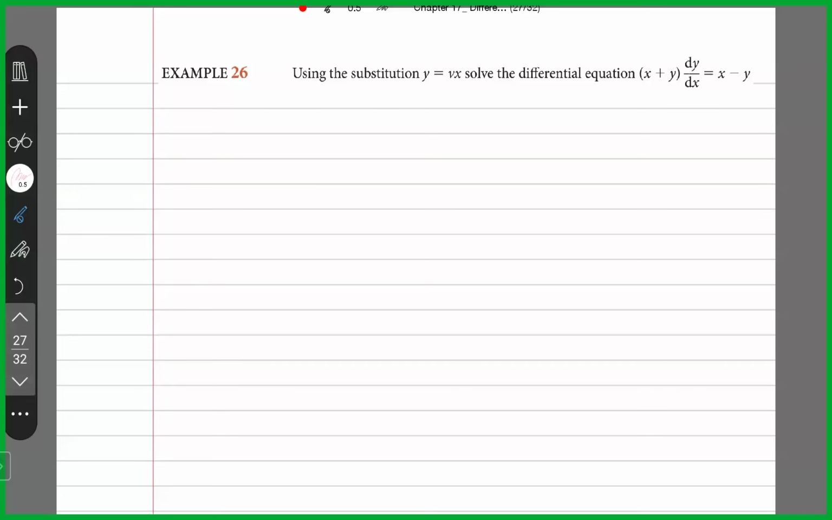All right, so example 26 says, using the substitution y is equal to vx, solve the differential equation (x plus y) dy by dx is equal to x minus y. So the substitution we're using is y is equal to vx. So let's differentiate.